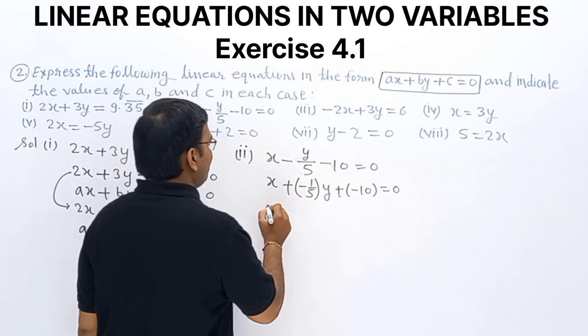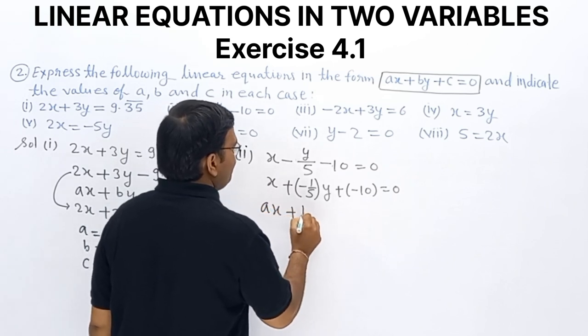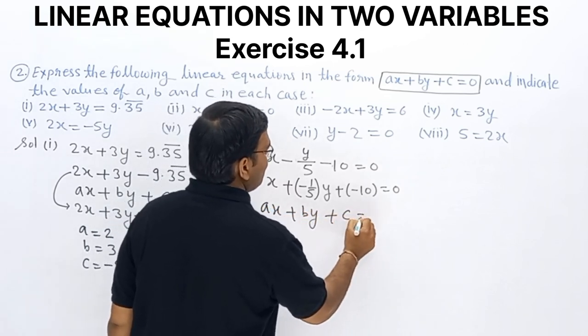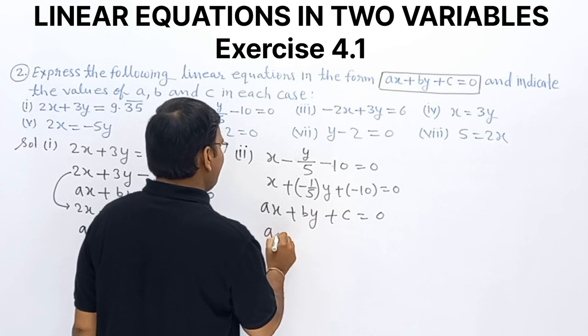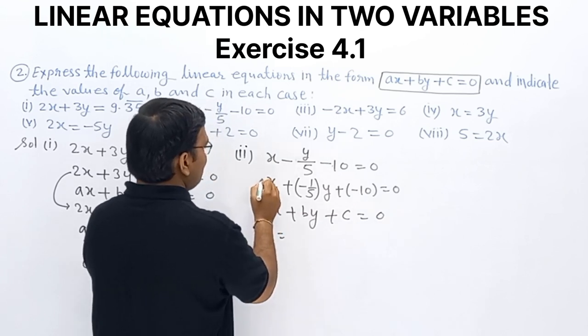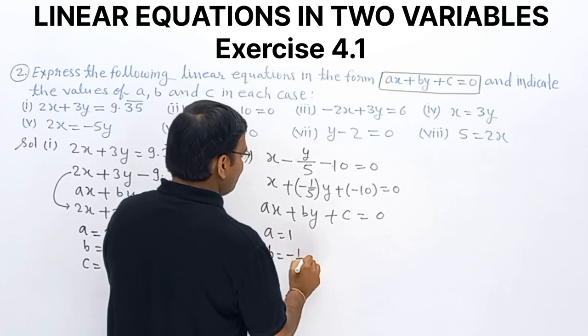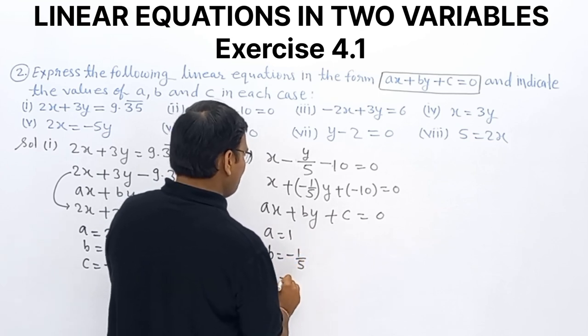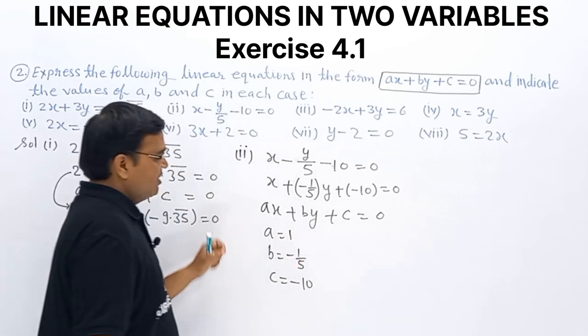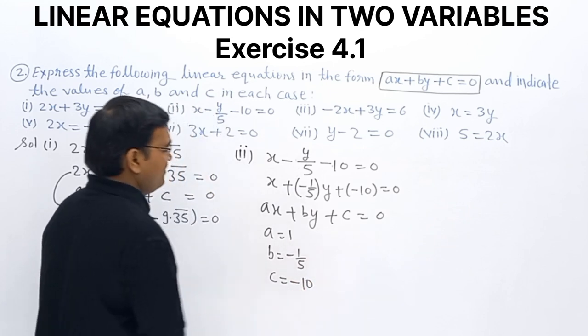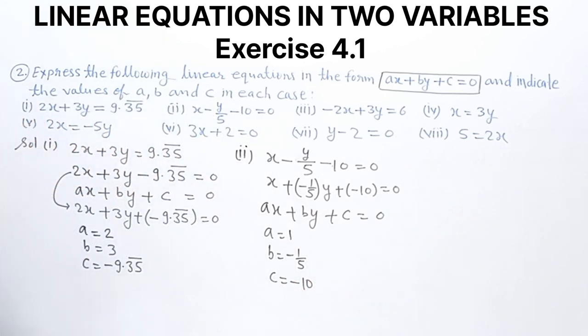Now compare with ax plus by plus c equal to 0. The coefficient of x is 1, so a equals 1, b equals minus 1 upon 5, and c equals minus of 10. This is question number 2.